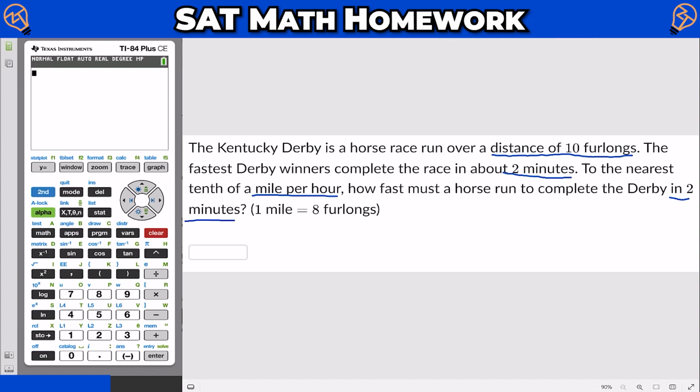So let's go ahead and put the current rate that we know with the distance on top, so 10 furlongs, I'll just put fur. And then in the denominator, we're gonna put the time, so 2 minutes. So right now it's a distance over time. However, we need to convert the furlongs to miles and the minutes to hours.